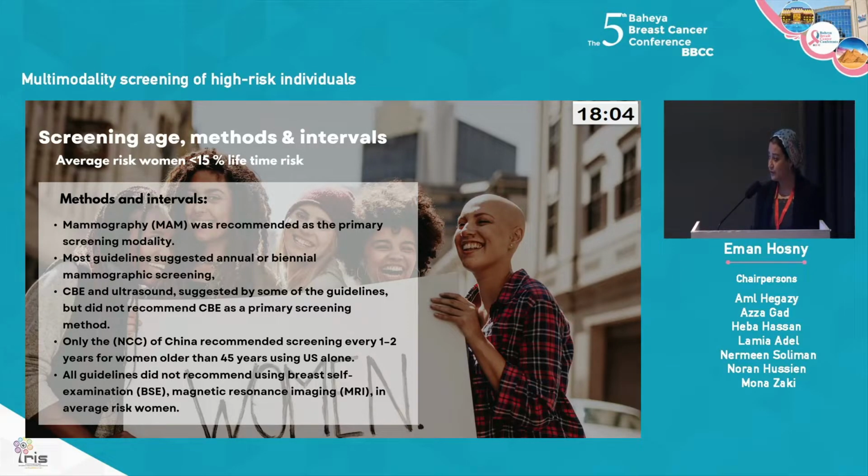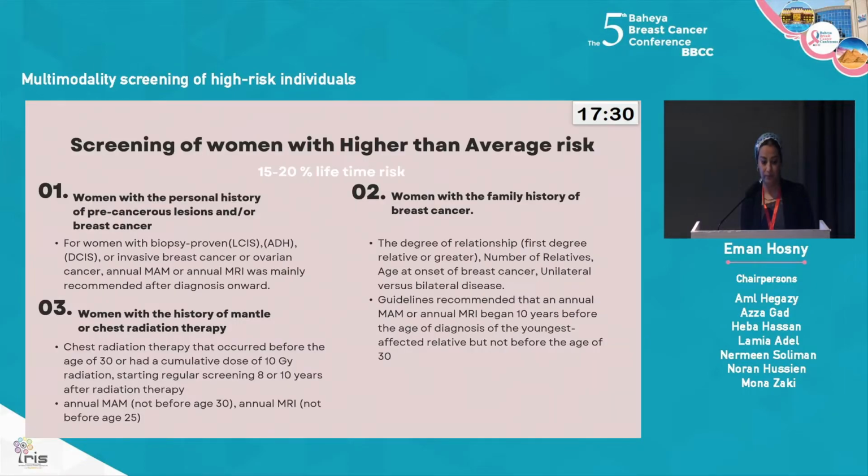Methods and the interval for screening. Mammography was recommended as the primary screening modality for average risk women. Most guidelines suggested annual or biannual mammographic screening. Clinical breast exam and ultrasound were suggested by some of the guidelines, but they did not recommend the clinical breast examination as the primary screening method. Only the National Cancer Center of China recommended screening every 1 to 2 years for women older than 45 by ultrasound alone. All guidelines did not recommend breast self-exam or magnetic resonance imaging, MRI, for average risk women.